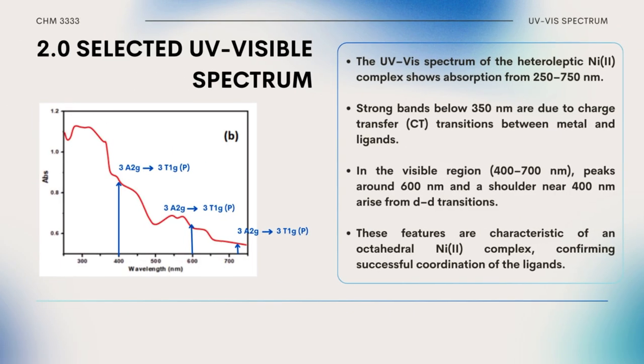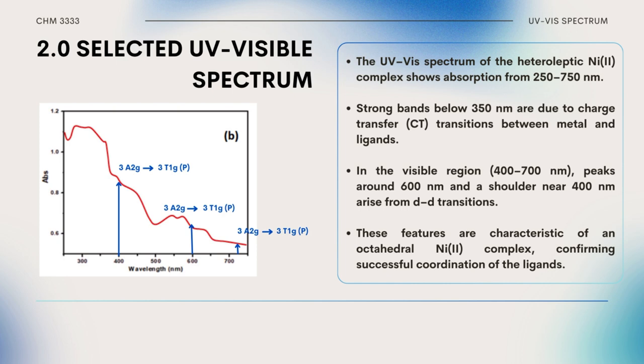Now, let's look at the figure, which shows the UV visible spectrum of the nickel complex. The spectrum shows 2 distinct regions. Below 350 nanometer, we see very intense peaks. These are charge transfer bands, which are high-energy electronic movements between the metal and the ligands.